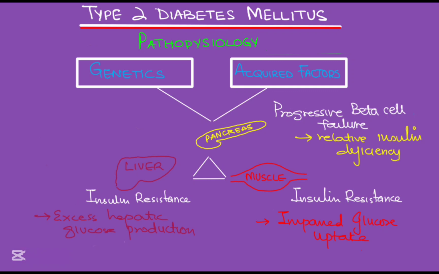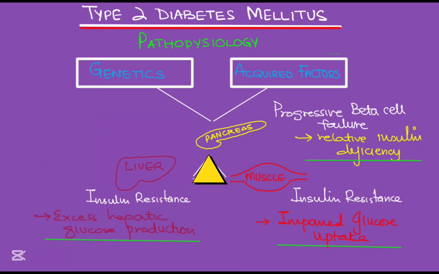So, over time, pancreatic beta cells struggle to keep up with the higher demands and results in relative insulin deficiency. So, to recap, in a person with genetic susceptibility plus the environmental factors, the pathophysiology of type 2 diabetes mellitus include the classic triad of insulin resistance in the liver, resulting in excess hepatic glucose production.